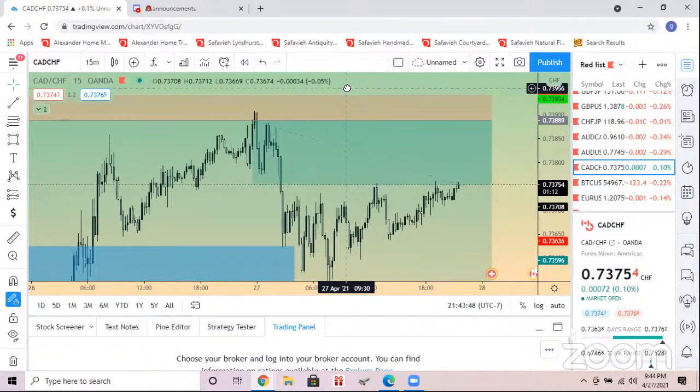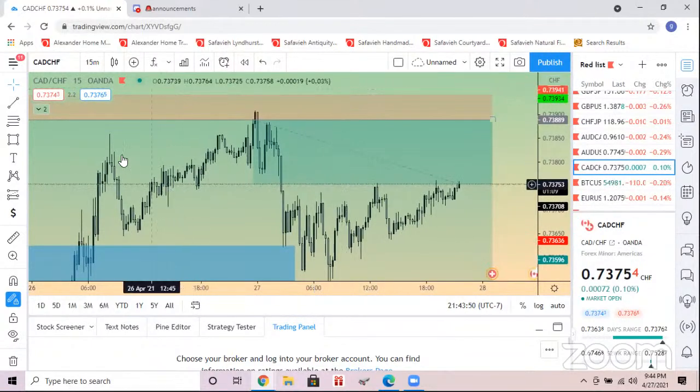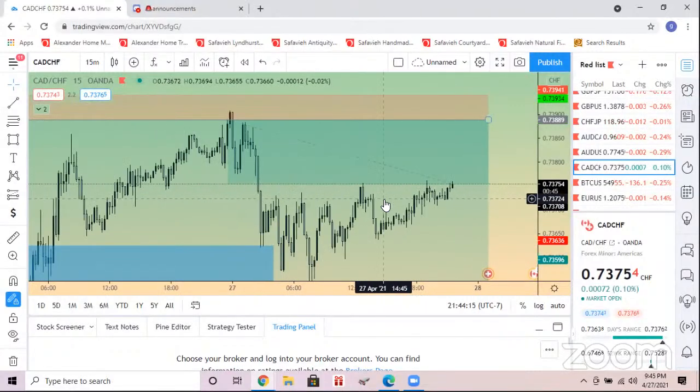I don't really like it, but this would be my buying climax to my automatic rally. And then, second test right here, this area right here being the second test, and then the upthrust, and then our sign of weakness.